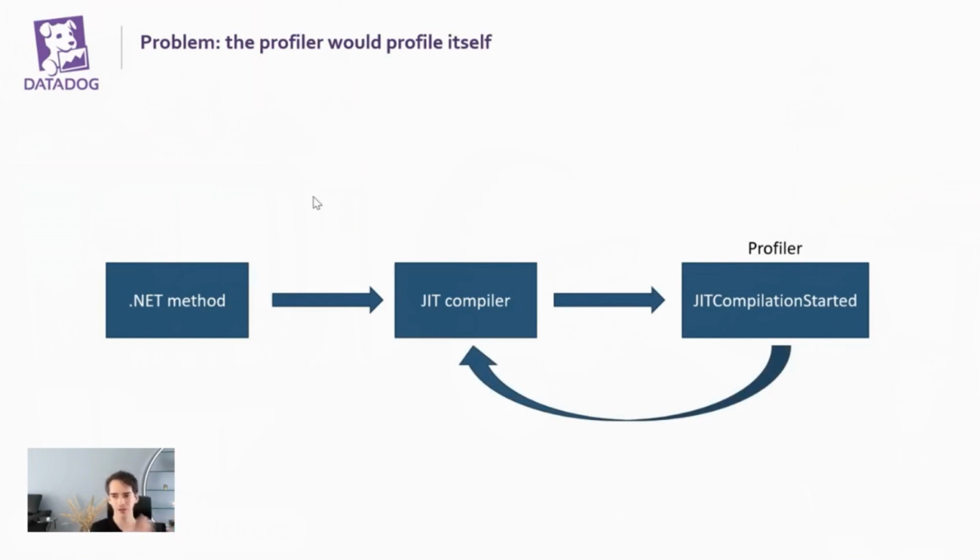And because we are calling the JIT compiler, it's going to raise the JIT compilation started event. But to execute the event handler, we need to call into the JIT compiler, and so on and so forth. And so we have an infinite loop there. So once again, this is a problem that we don't have with native AOT. First, because all the methods are compiled ahead of time, and also because native AOT comes with its own runtime.